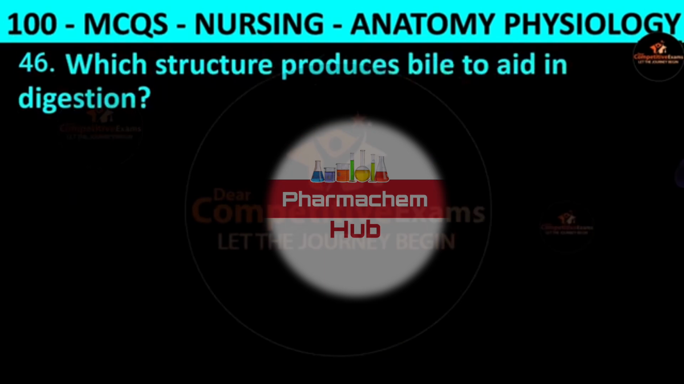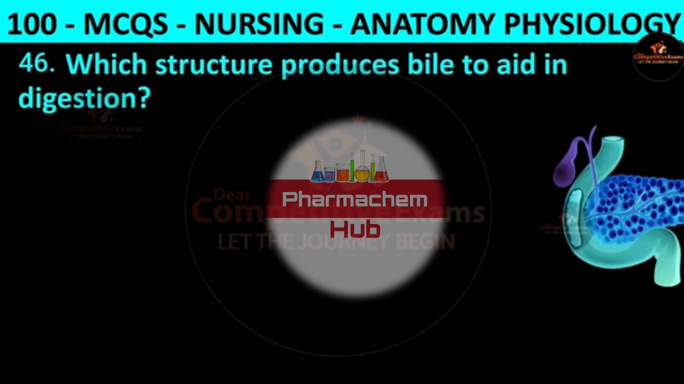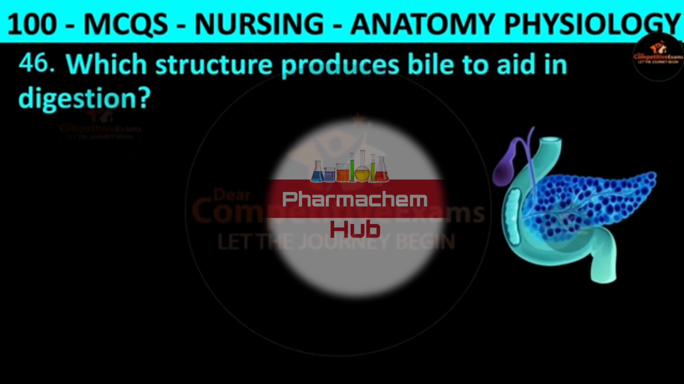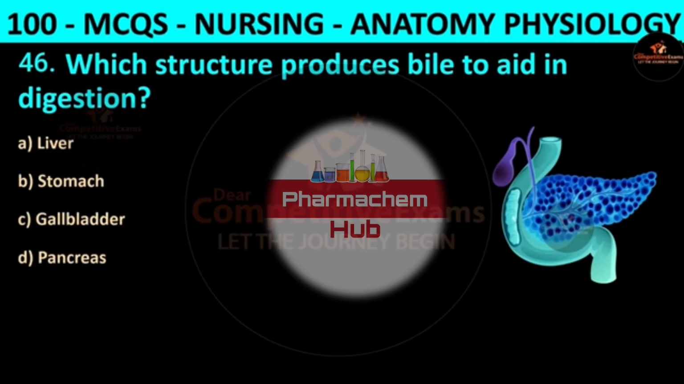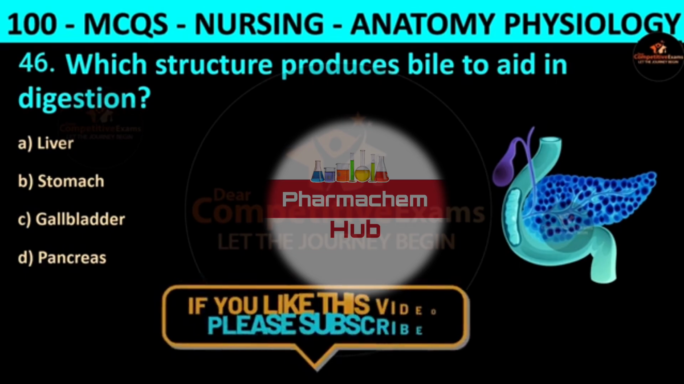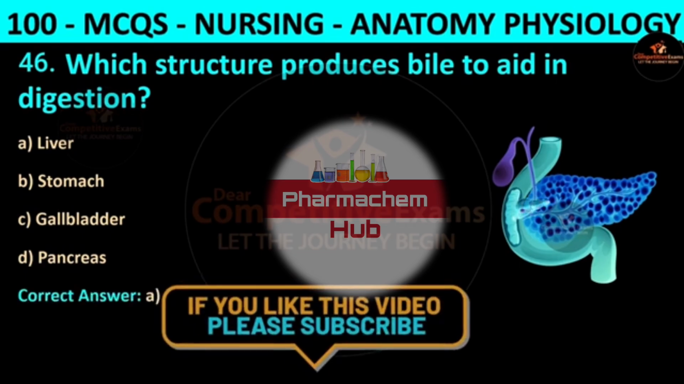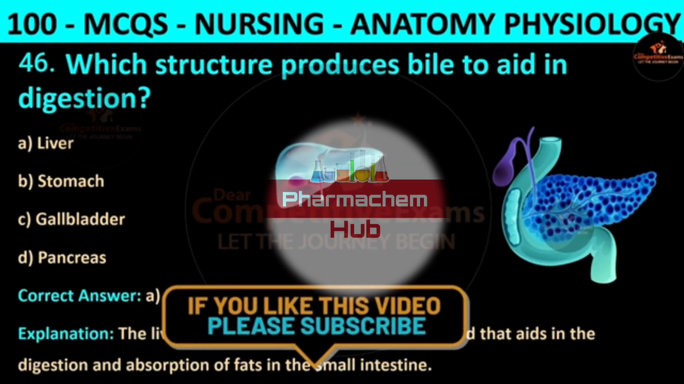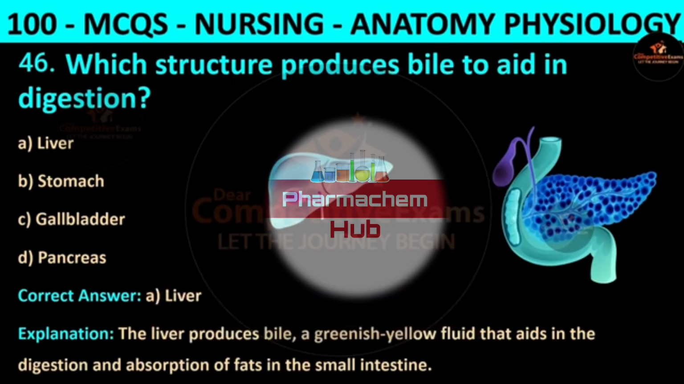Question number 46. Which structure produces bile to aid in digestion? The options are liver, stomach, gallbladder, or pancreas. The correct answer is A, that is liver. The liver produces bile, a greenish yellow fluid that aids in the digestion and absorption of fats in the small intestine.